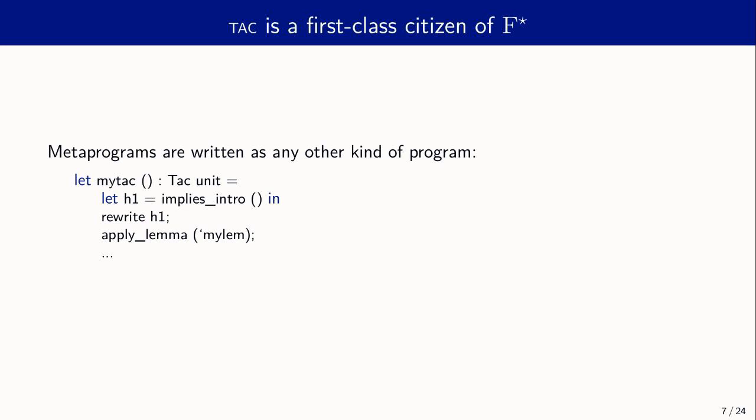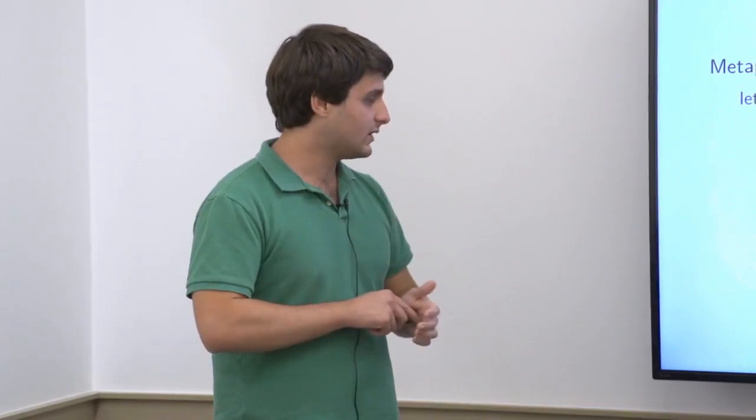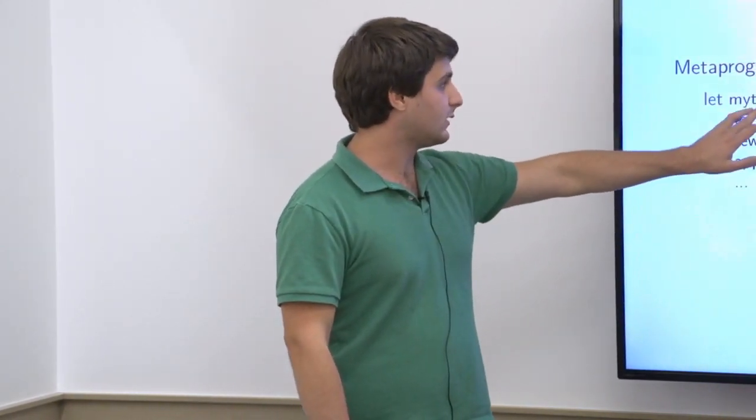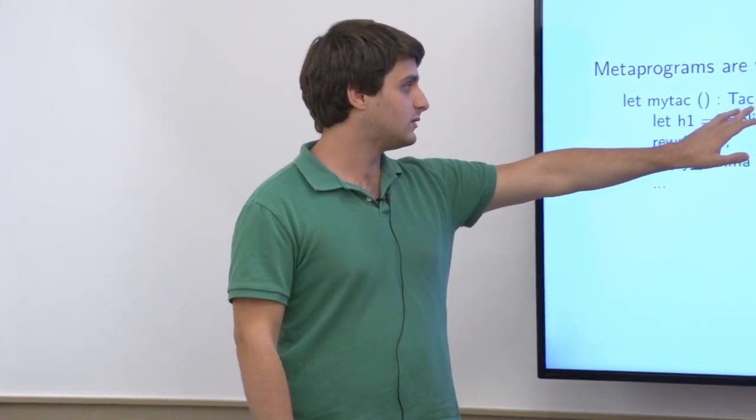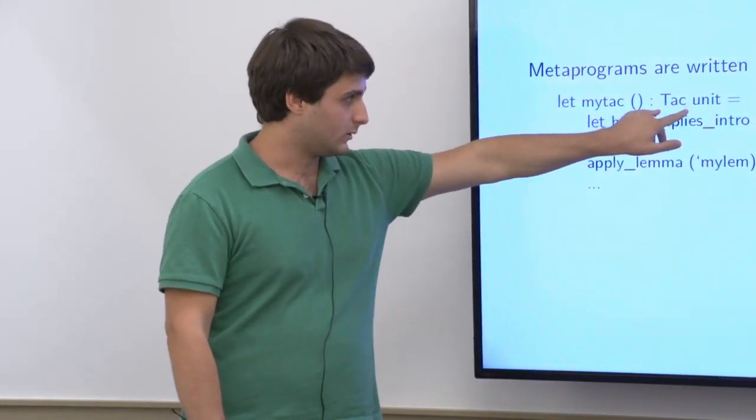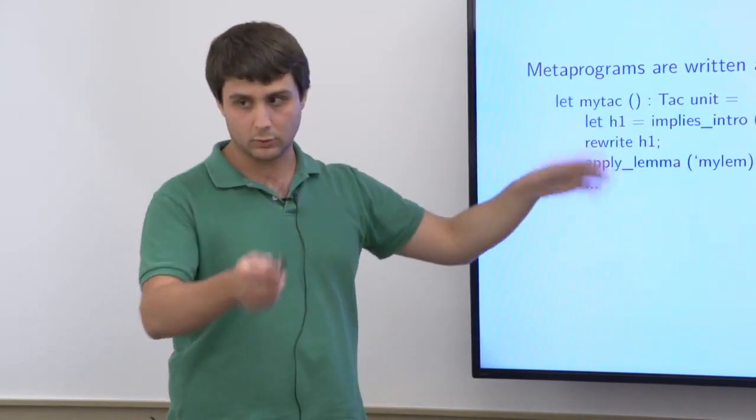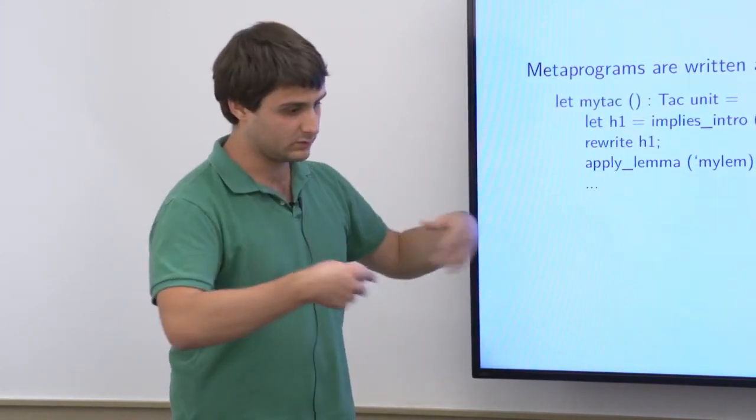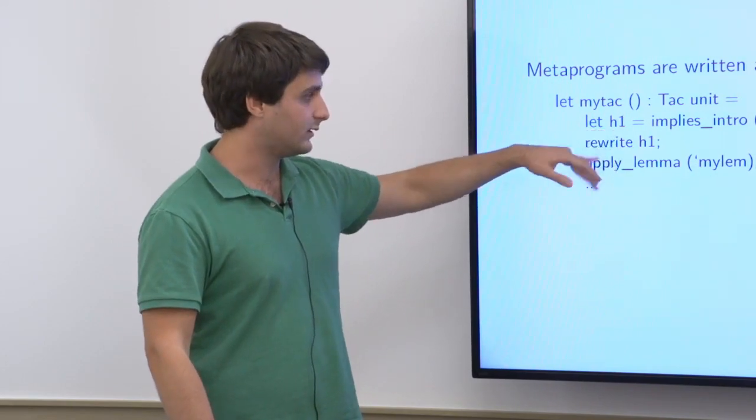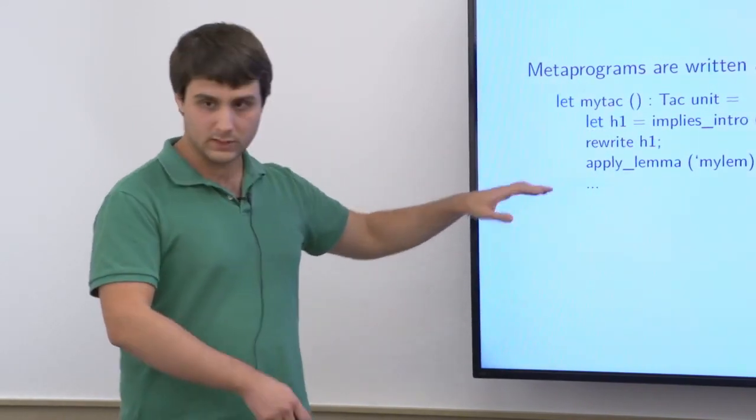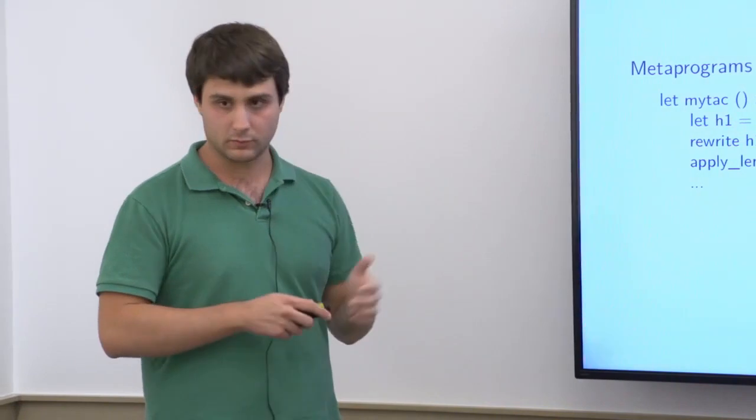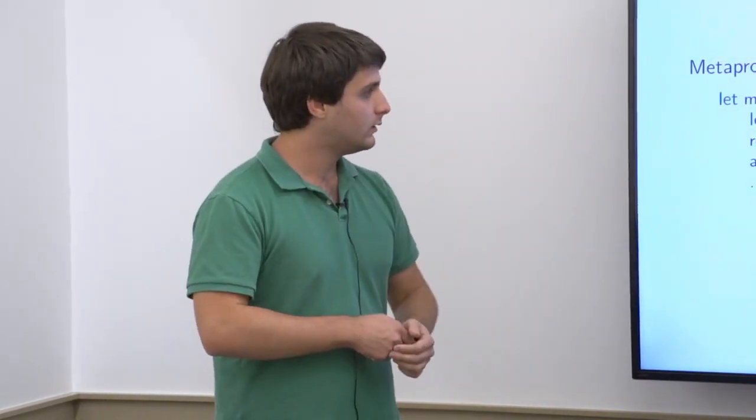Once we do that, then we can write metaprograms exactly as any other kind of F-star program. So this is an example of some random tactic, with my Tac effect applied to unit. It returns a unit, but it has the effect tag, and it does an implies intro, which if your goal is an implication, introduces a hypothesis, and you get it here, you rewrite it, apply some lemma, and you basically write programs as you would in any other effect.